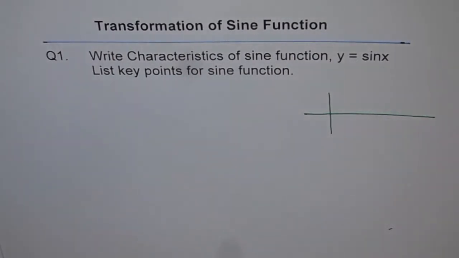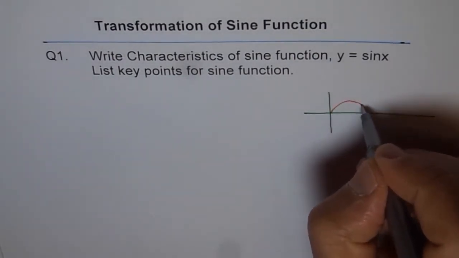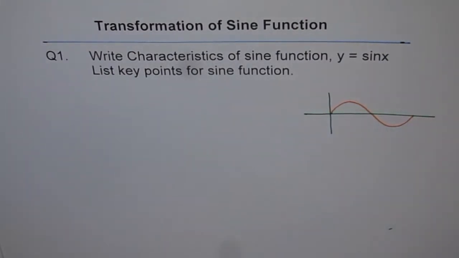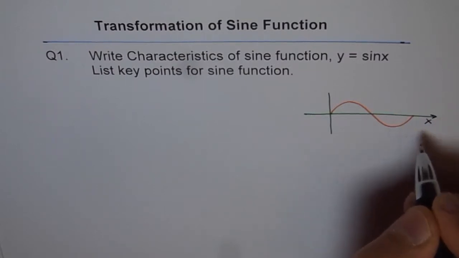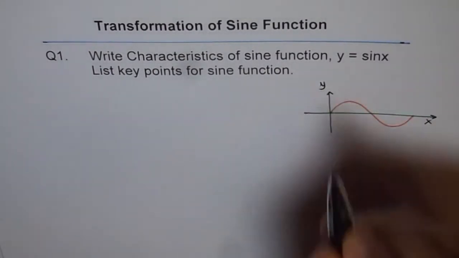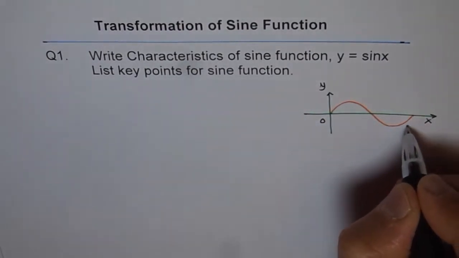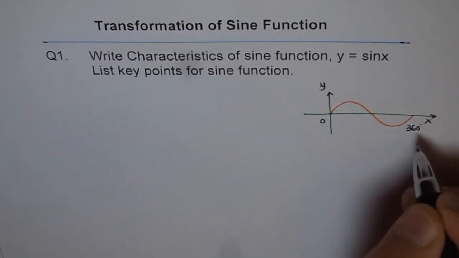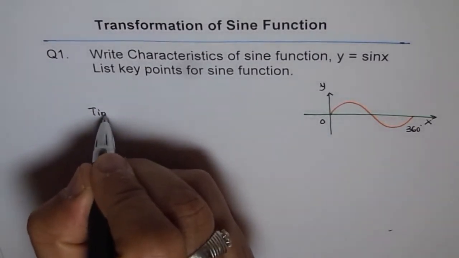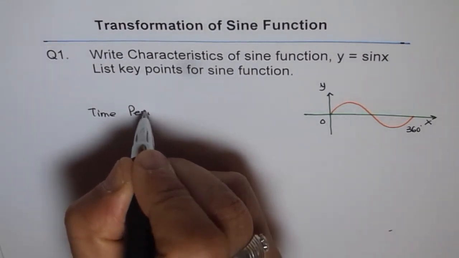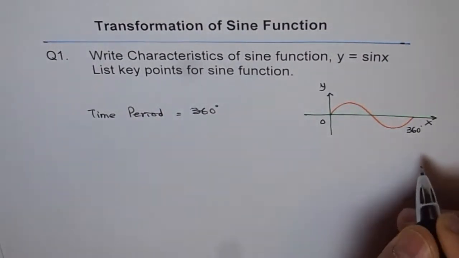This is a very rough sketch which I am going to use in this set of videos. Sine function is like this. Let us say this is my x-axis and I've drawn just one wave, and that's my y-axis. The wave starts from 0 to 360 degrees, so that is its time period. So one characteristic of this is time period. We say time period is equal to 360 degrees, right?